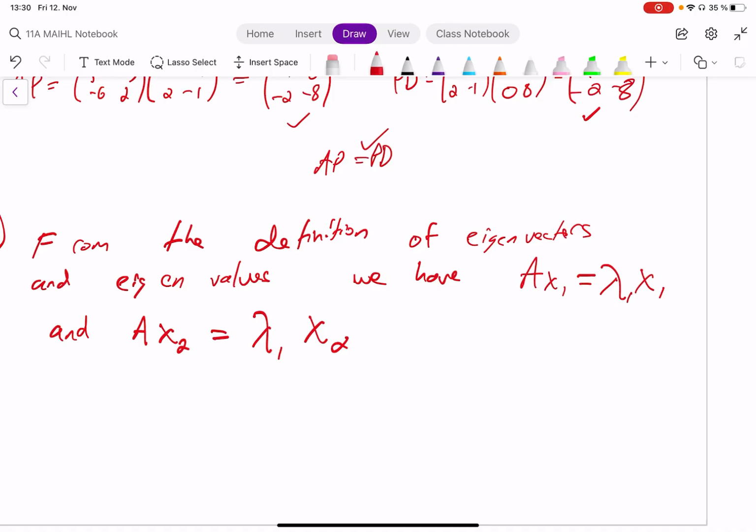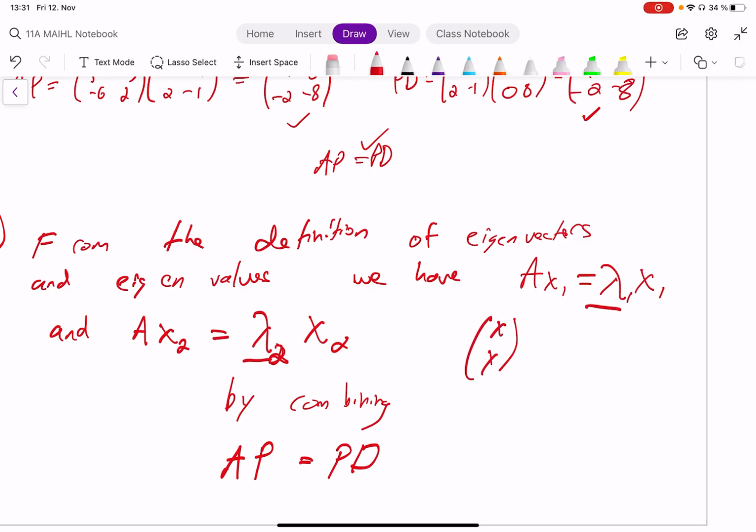And so if I combine those two, so by combining x1 and x2, and, sorry, this should be a lambda 2. By combining those two things, right, you get the fact that A times P is P times D. It's taking these eigenvectors that were these two-dimensional vectors, x, y, and making it a matrix. So we're saying x1, y1, and x2, y2. Right, that's what P is now representing. And it'll be the same thing.